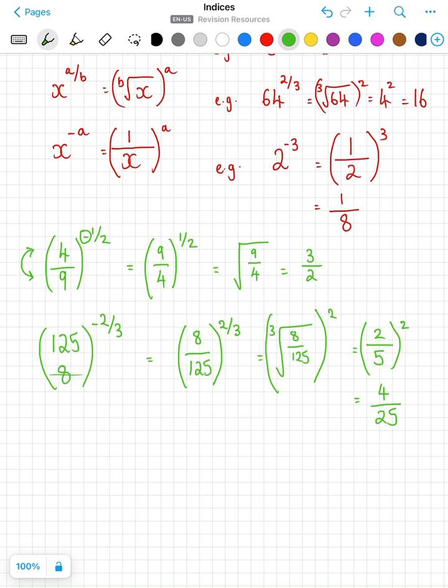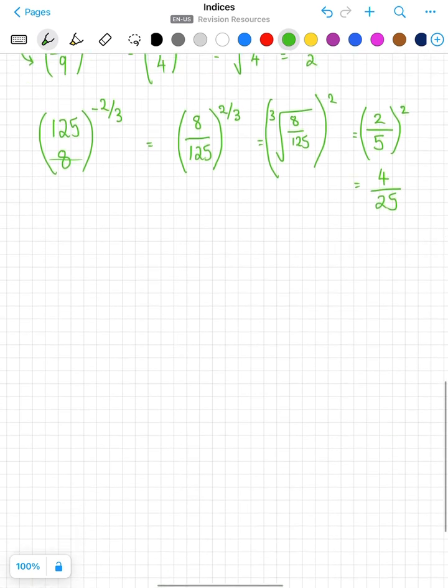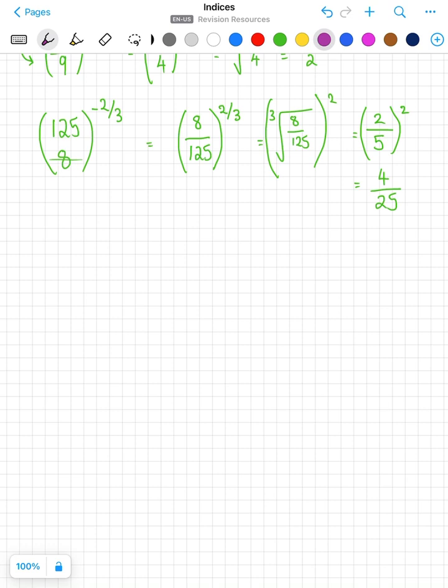Occasionally we will get more complicated questions where we have to use our indice rules to look at it as an equation. So let's do an example. That's 16 to the power of 1/5 multiplied by 2 to the power of x equals 8 to the power of 3 over 4.